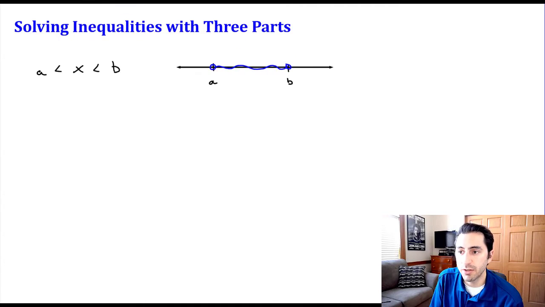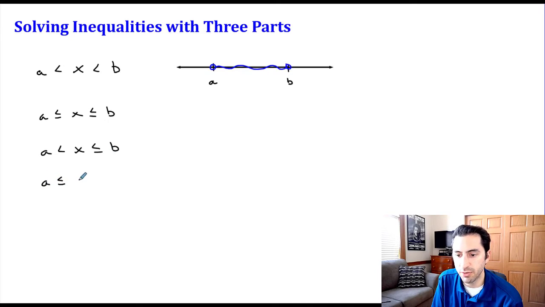I can mix and match my inequality symbols as well. So maybe I have A is less than or equal to X, less than or equal to B, or we could do A is less than X, less than or equal to B, or the last possibility here, A is less than or equal to X, which is less than B. In each of these cases, we're saying whether or not we're including these endpoints. In this one, A and B are both included in the interval. Here only B is, and in the last one only A is.